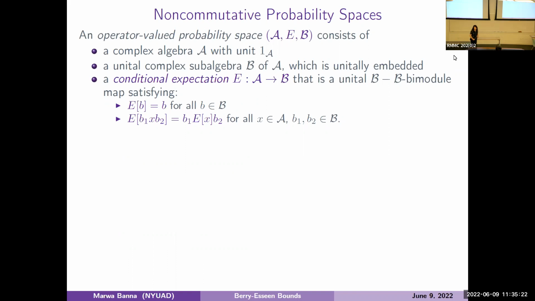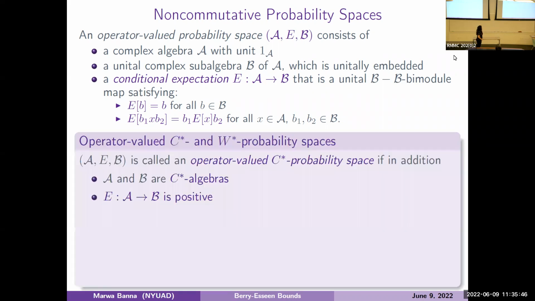The probability spaces that we consider in this case are the operator valued probability spaces, which is a tuple (A, E, B), consisting of a complex algebra A with a unit 1, and a unital complex subalgebra B of A, which is unitally embedded, and the conditional expectation E, which takes values in B, and that is a unital B-bimodule map defined by these two conditions. We call an operator valued probability space an operator valued C-star probability space if, in addition, A and B are C-star algebras, and E is a positive map.